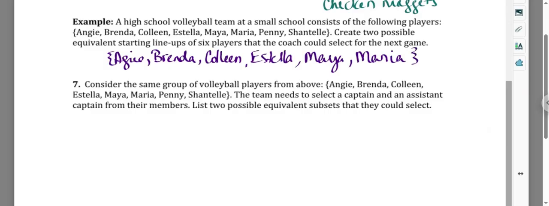So your first set has 6 players. Your second set, as long as one player is different from the first set, and you have 6 players, it's equivalent. So all I would have to do is just change one player out.